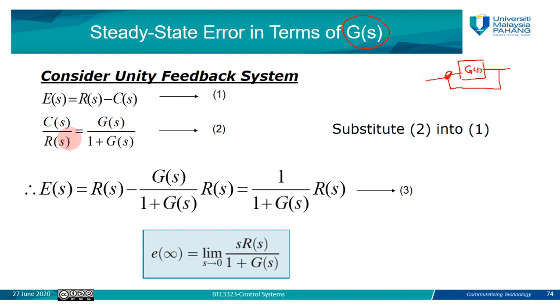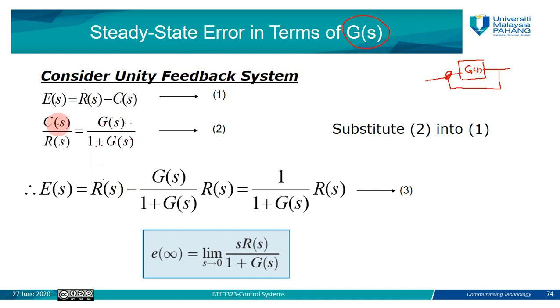It will be CS over RS, which gives you GS over 1 plus GS. This is the feedback or closed loop transfer function in terms of GS. Okay, not TS, actually it is TS equal to GS over 1 plus GS. Now we are going to find the value of error in terms of GS. So the error here equals RS minus CS.